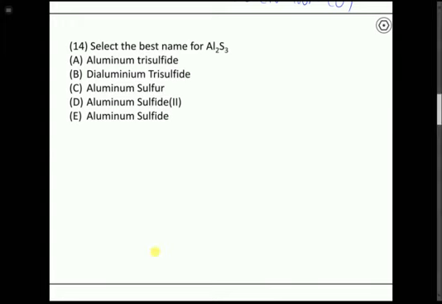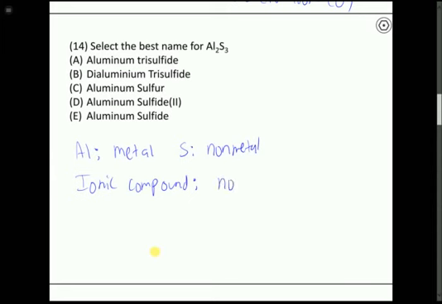So in this compound here, we have aluminum and sulfur. Aluminum, as we've already talked about, is a metal, and then sulfur is a nonmetal. So a metal in combination with a nonmetal means it's an ionic compound, as we already talked about earlier. And what that means is when we name ionic compounds, we don't want to have any prefixes. Alright, so we're going to put the cation first and then the anion. So we put aluminum as our cation. We don't modify its name at all.